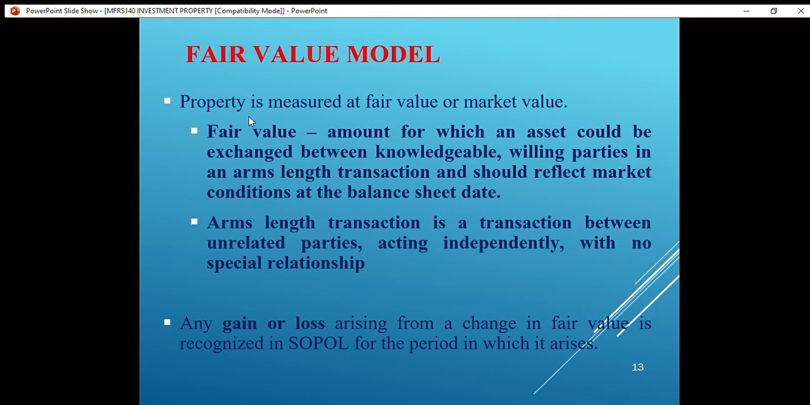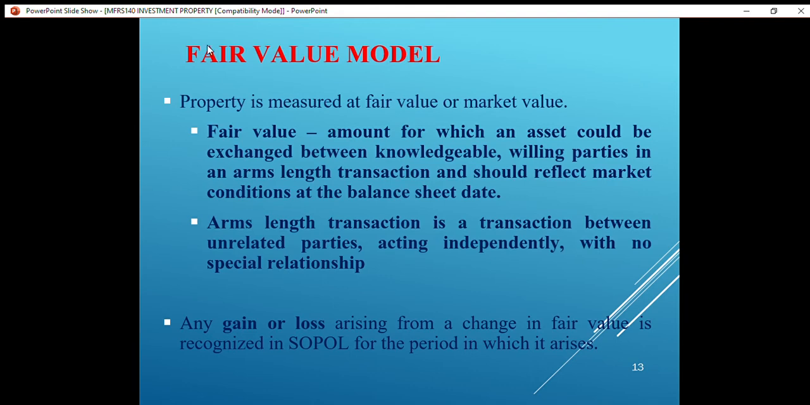What is meant by fair value here? Fair value refers to the amount for which an asset could be exchanged between knowledgeable willing parties in an arm's length transaction and should reflect market conditions at the balance sheet date. So fair value refers to the amount for which an asset could be exchanged between knowledgeable parties. The parties here refer to the seller and buyer. The seller and buyer must be knowledgeable.